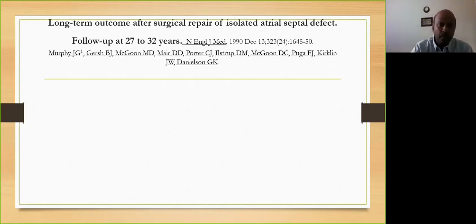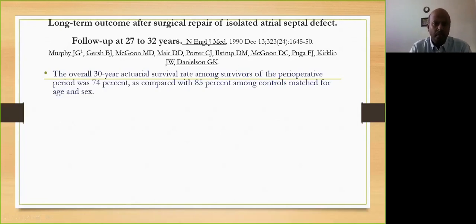Now, I would like to draw your attention to this nice paper from Mayo Clinic, where they studied about 123 patients who underwent surgical repair of isolated secundum and sinus venosus ASDs between 1956 and 1960. And they followed them up at 27 to 32 years post surgery.